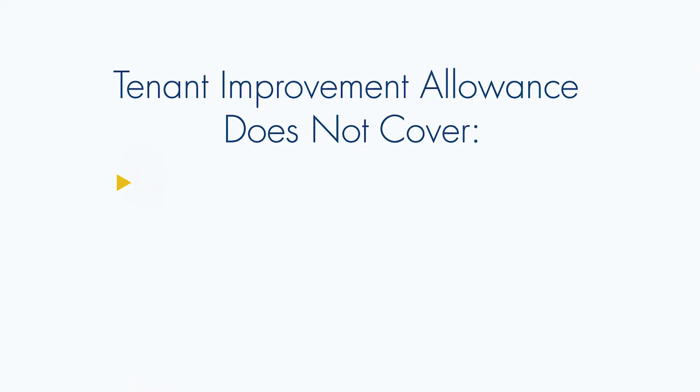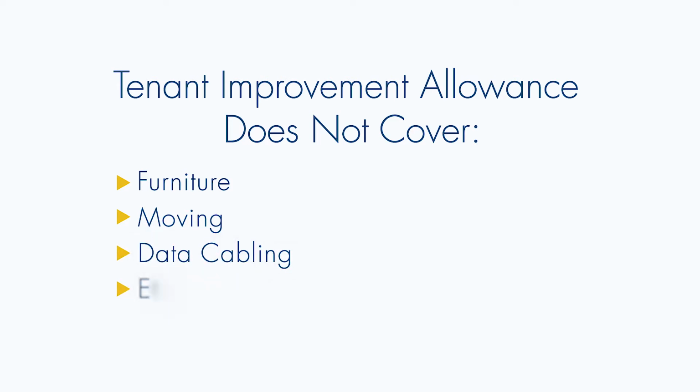A couple biggest things that the TI doesn't cover that tenants need to be thinking about. Furniture is a big one, moving costs in general, data cabling. Those are all things that aren't considered hard costs that are really improving the building, but sometimes we will see that a landlord might allow a tenant to use a small portion of the TI allowance for those types of things in order to kind of make it more desirable for them to move into the building.